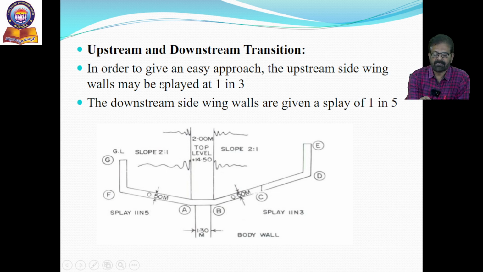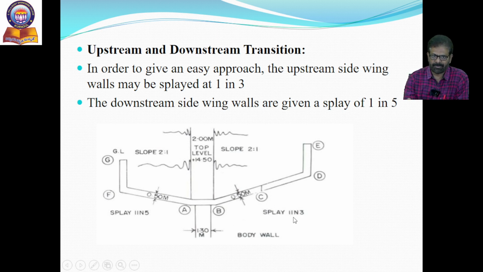So the reason is, in order to give an easy approach, the upstream side wing walls may be splayed at 1:3. Since you imagine the water will be stored in the tank, while approaching this weir wall, a smooth passage has to be provided. That's why the upstream splay is 1 in 3. That means 3 units in this direction, 1 unit deviated from this direction of flow. That is the meaning of splay.